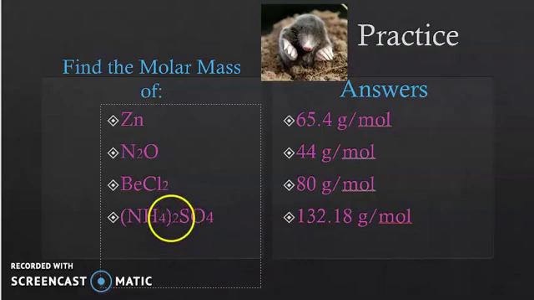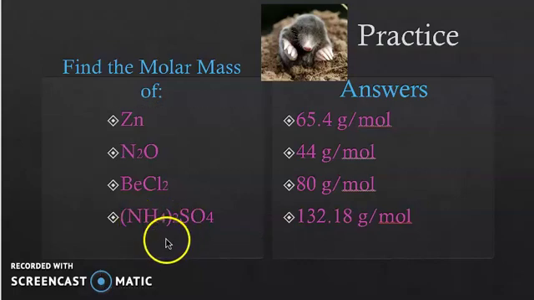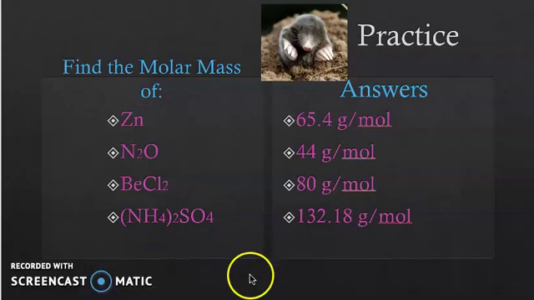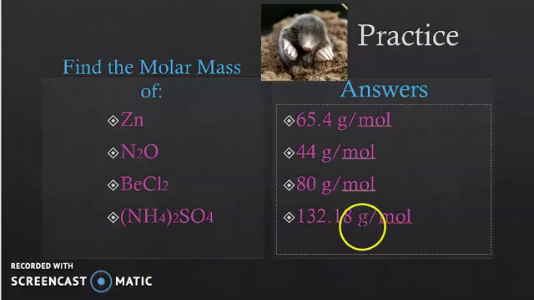Another thing you could do instead of adding up NH4 first and then taking that times 2, you can distribute this 2 to each element inside. So I'd actually have 2 nitrogens, and 2 times 4 is 8 hydrogens. So I'd have 2 nitrogens, 8 hydrogens, 1 sulfur, 4 oxygens. Add those all up to get 132.18.